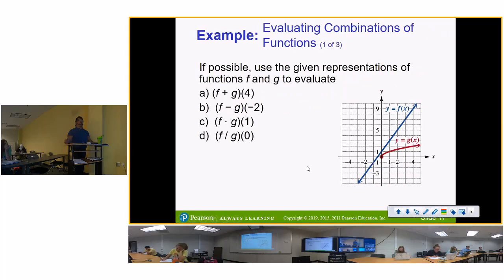Okay, now this is another example of how they can put something on a standardized test and you know the material, but the way it's written, you don't have a clue what they're asking for.